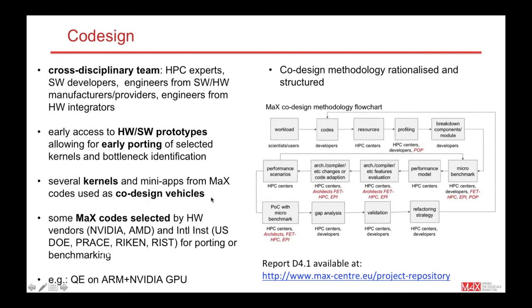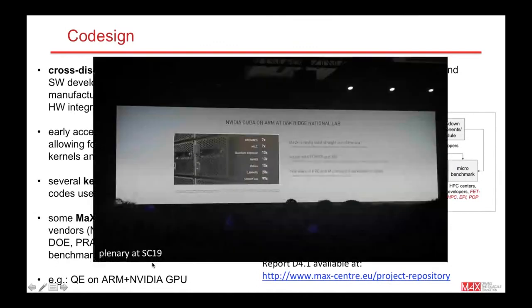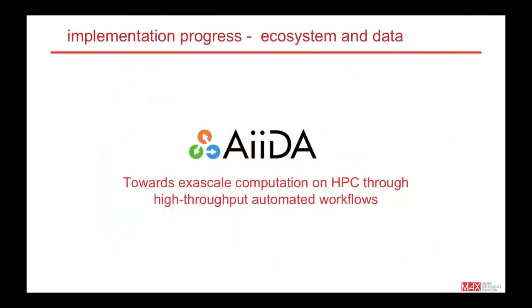Also, some co-design vehicles were extracted from MaX codes. So on one side, mini apps, but also the whole codes, plus some help coming from the vendors concerning porting and benchmarking. So this is just some advertisement. This is a plenary by the NVIDIA CEO at Supercomputing 19, and Quantum Espresso was one of the codes mentioned. So here we were very happy about that. Okay, so I think I'm more or less done with my 10 minutes.